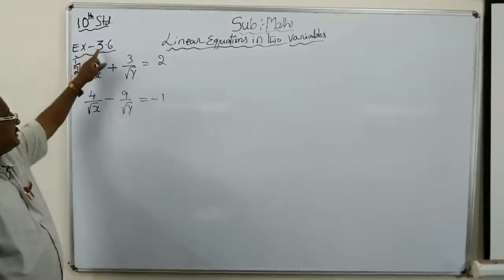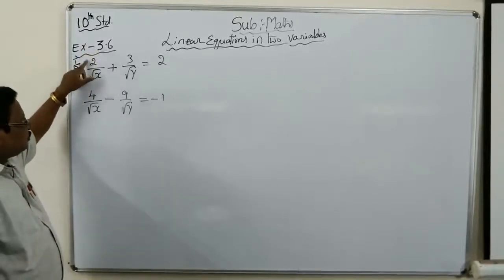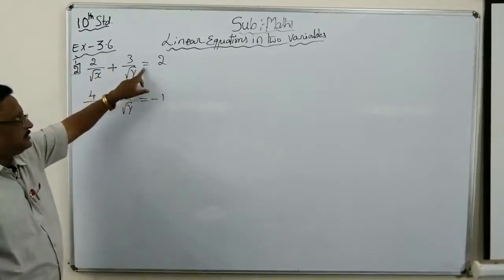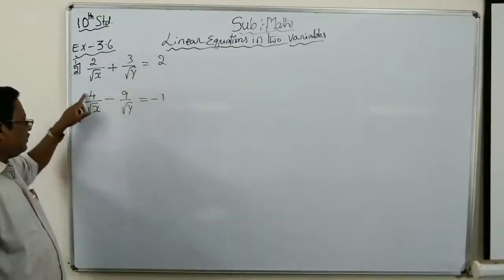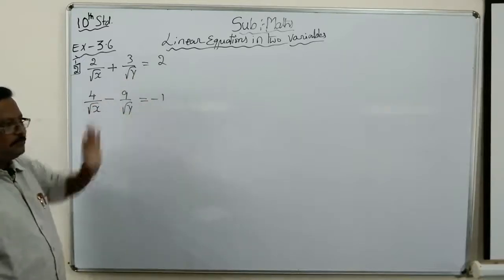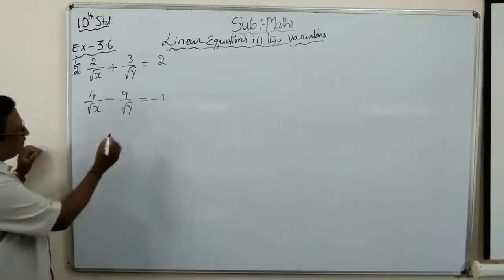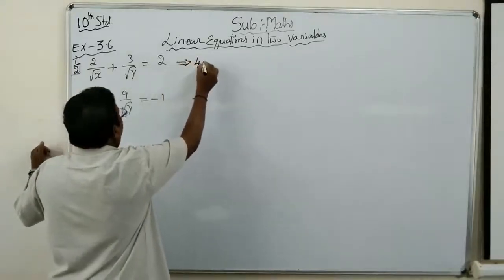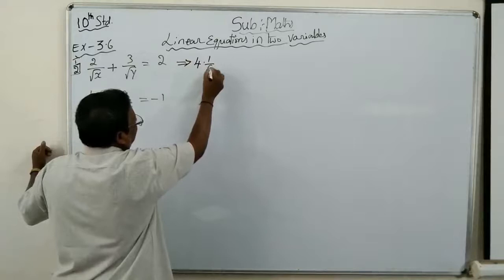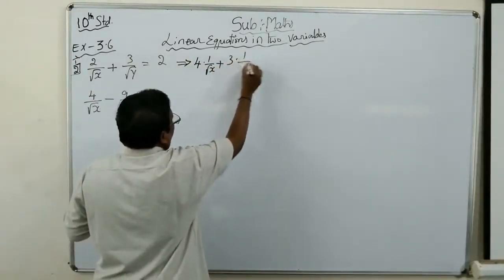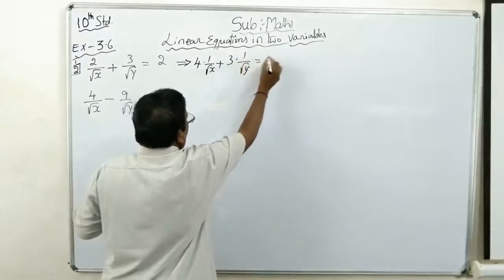In exercise 3.6, the first problem, the second one: 2 by root x plus 3 by root y is equal to 2, and 4 by root x minus 9 by root y is equal to minus 1. Here you see this equation can be written as 2 into 1 by root x plus 3 into 1 by root y is equal to 2.